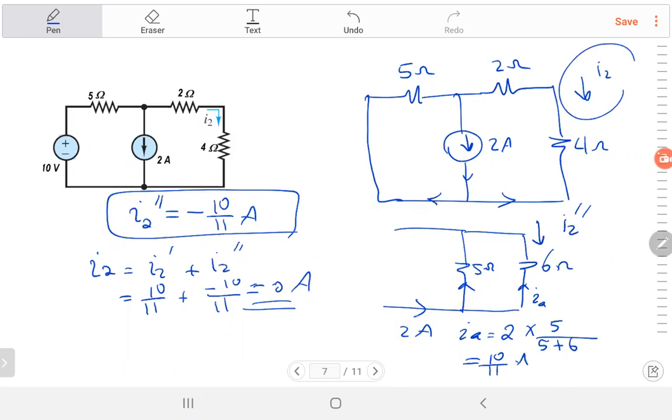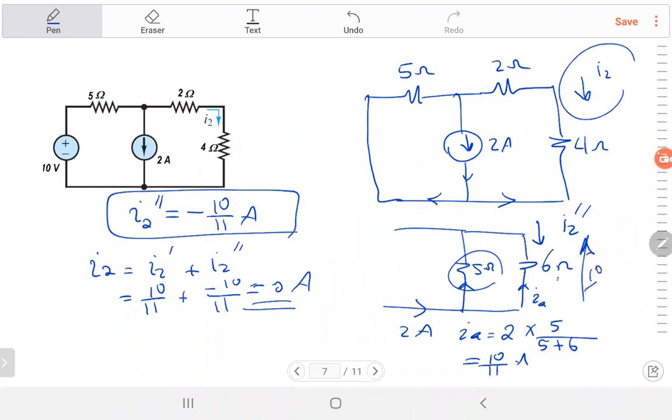Well, do you understand this current divider circuit? Did you know that we got IA is equal to 10 over 11? Right? Because the 2 amp is in, and you have 6 ohm, you have 5 ohm, so you want to find the current in the 6 ohm, so you multiply total current times the opposite resistance, which is 5, the other side, divided by the sum, right? So I got 10 over 11 in this direction.